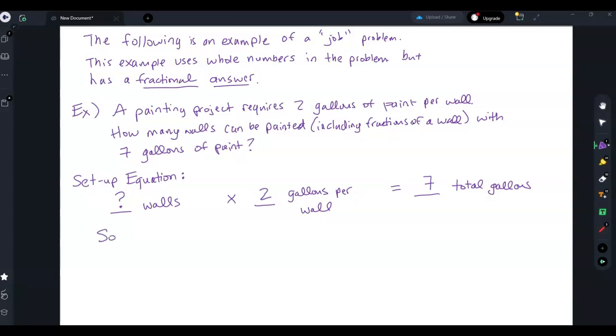So not that you'll have to write it, but just with the basics of what it means to divide, we can say an equivalent division equation would be 7 divided by 2.